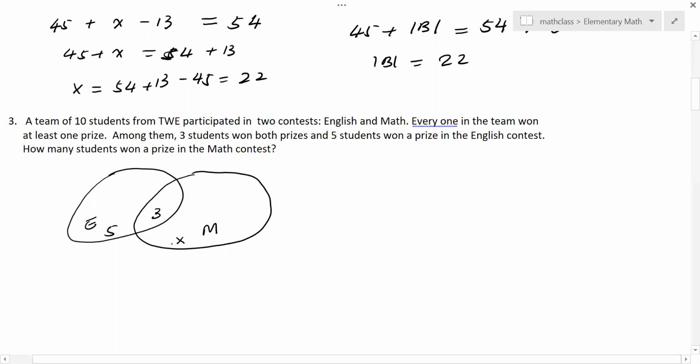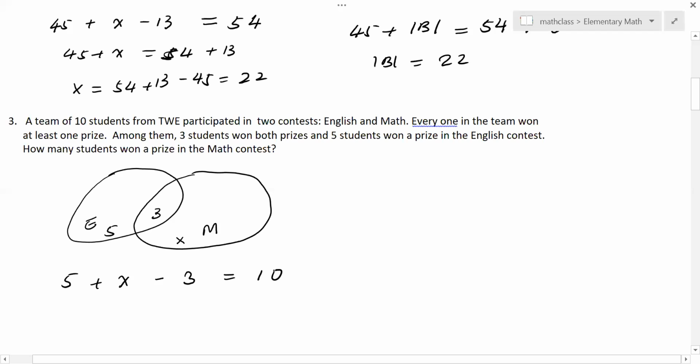Then how do you calculate the total number? Well, 5 plus x. 5 are the students who participated in the English contest, and x, we don't know, is the number of students who participated in the math contest. If you add them together, you will not get the total number of students in the team. You have to subtract those double counted, because they are counted in 2 layers there. Subtract 1 layer, then you get the total number of students, which should be 10.